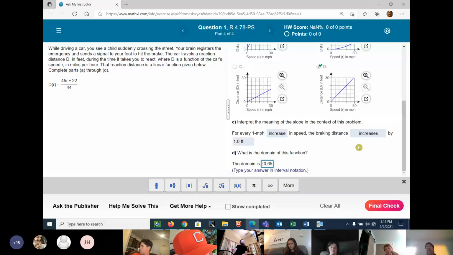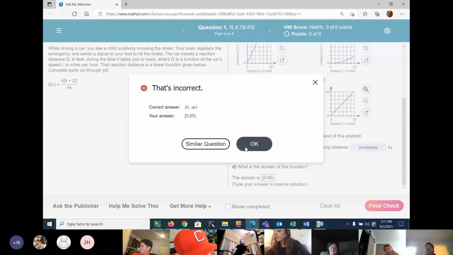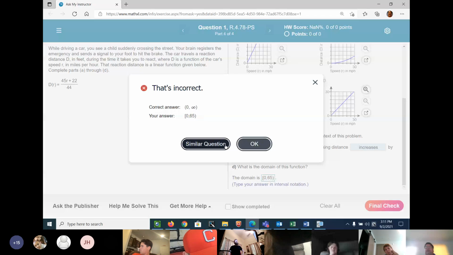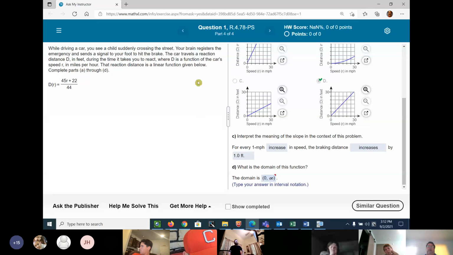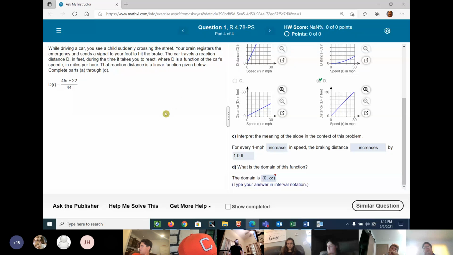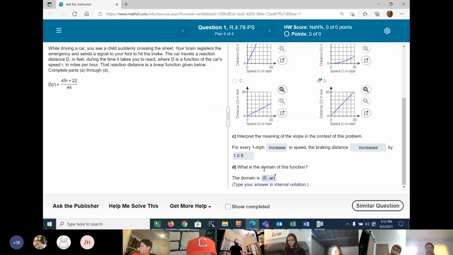Wait a minute. Well, 0, you do start at 0, so 0 to infinity was the correct answer. What did I do wrong? I must have had a bracket on 0, which, you could argue, which comes first, chicken or the egg. You could argue that 0 should have a parenthesis on it. And I would say, no, not really, because at 0 you're not moving. So you are at 0 miles per hour. So I don't agree with the parenthesis at 0.